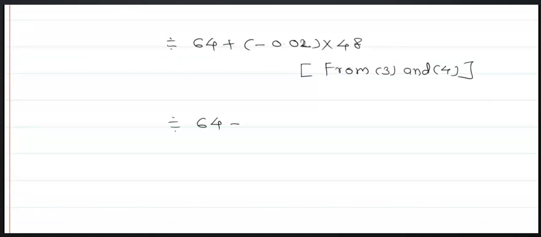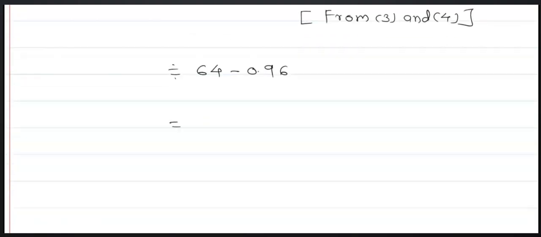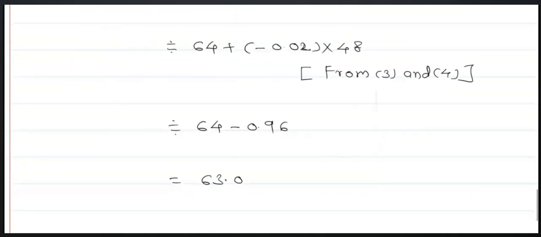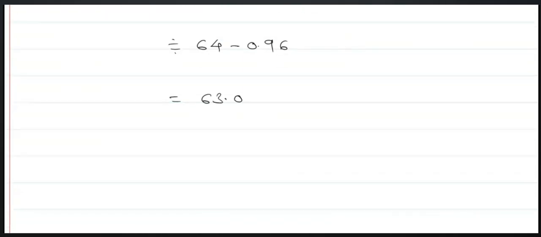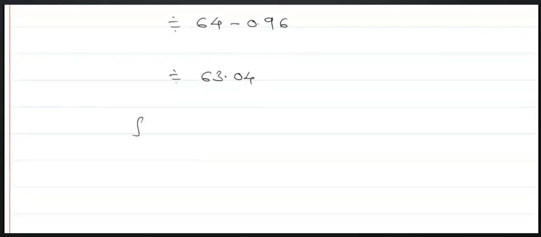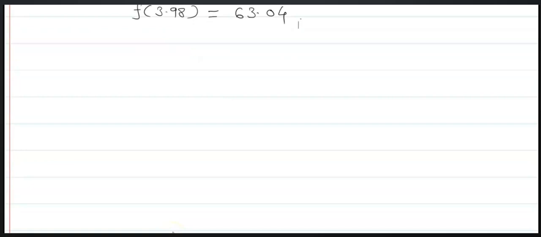That is 64 minus 0.96, which is 63.04. Therefore, f of 3.98 is approximately equal to 63.04.